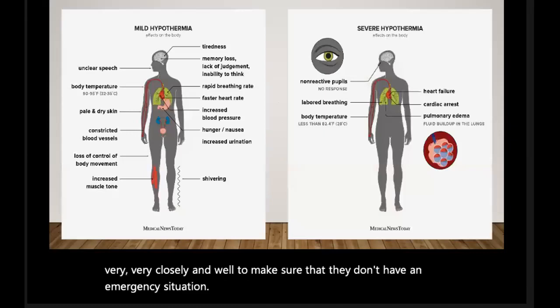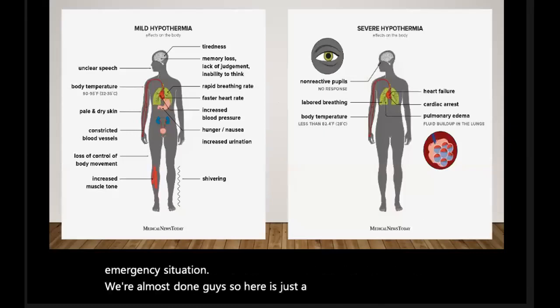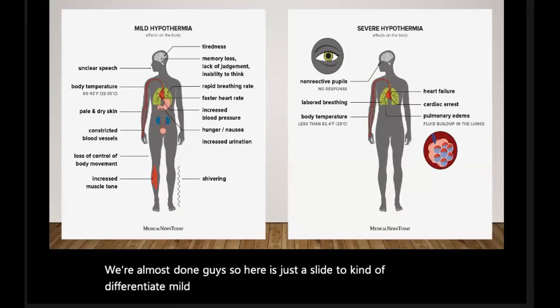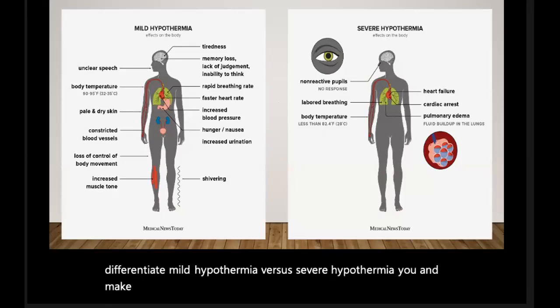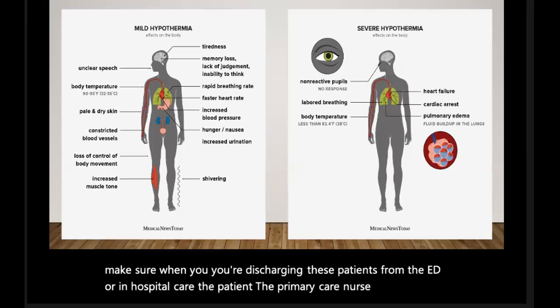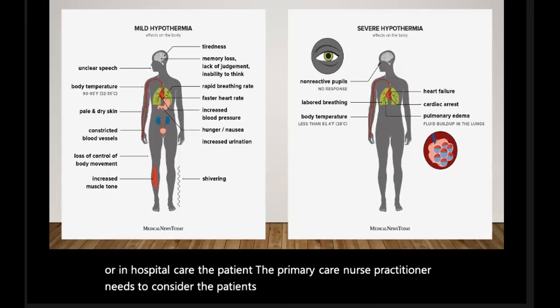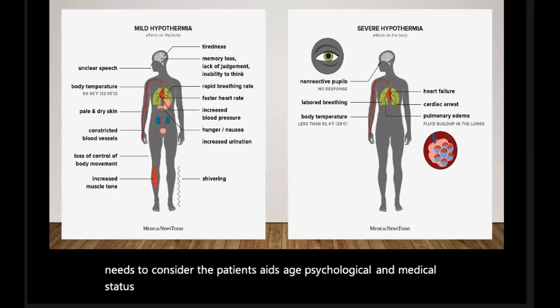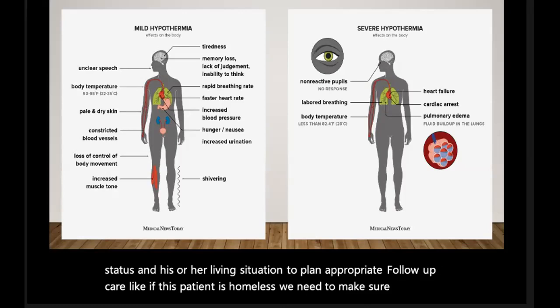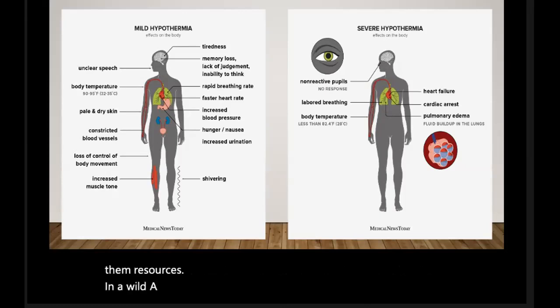We're almost done, guys. So here is just a slide to differentiate mild hypothermia versus severe hypothermia. Make sure when you're discharging these patients from the ED or in hospital care, the primary care nurse practitioner considers the patient's age, psychological and medical status, and his or her living situation to plan appropriate follow-up care. Like if this patient is homeless, we need to make sure that we get them resources, and a wide social network has to be engaged to prevent the reoccurrence of the hypothermia.